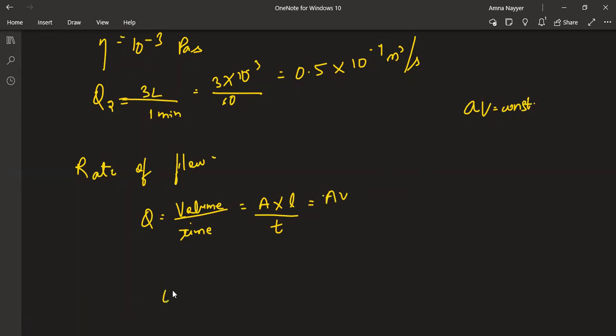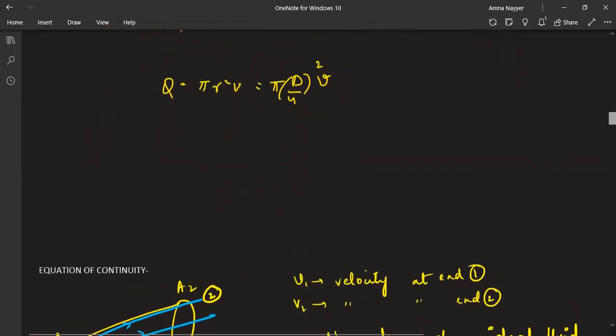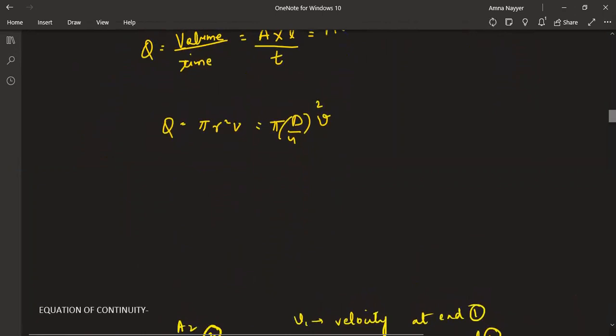Now see, fluid flow. Area is pi r square, velocity is V. Or write it in terms of diameter since diameter is given. So pi d by 4 whole square into velocity. I've just kept the value of Q here. Now see, once I have the value of Q, now I'll be putting in the Reynolds number.